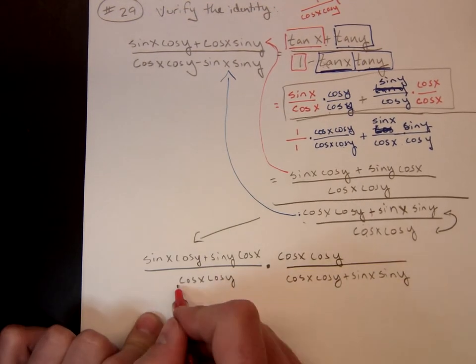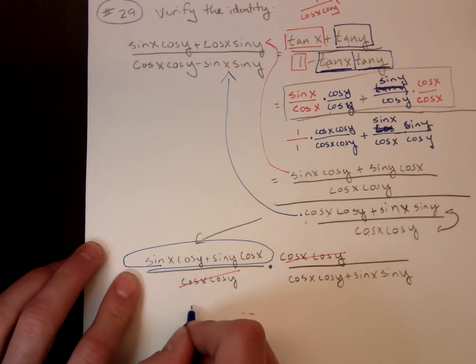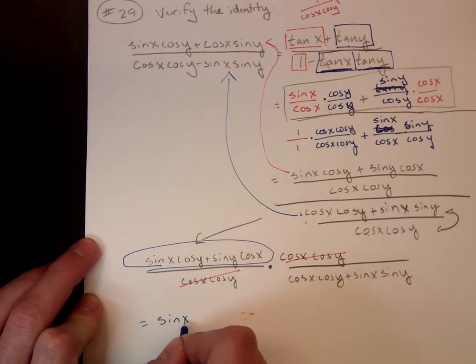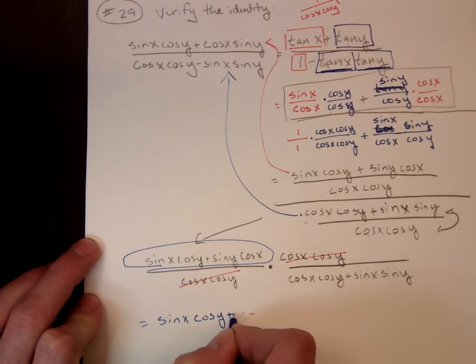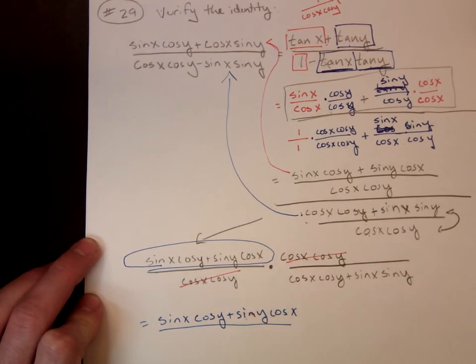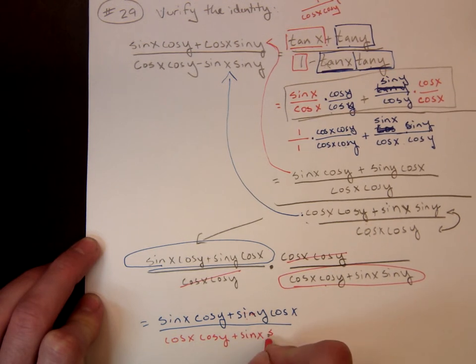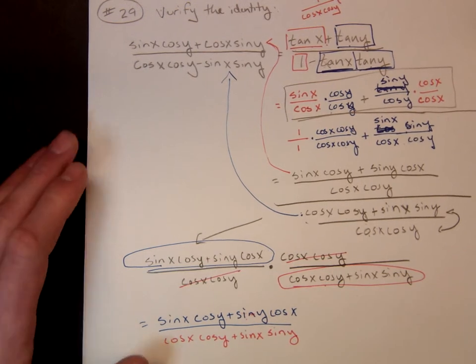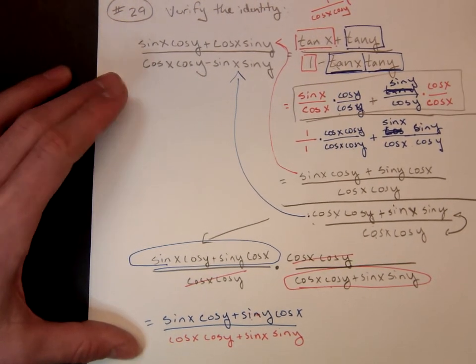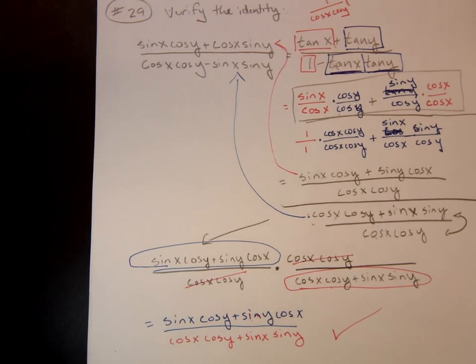I'm going to cancel out this piece and this piece, and that just leaves me with what I have on my numerator here. Okay, so that's equal to sine x cosine y plus sine y cosine x all over my denominator, cosine x cosine y plus sine x sine y. Okay. And if we look back to our original problem, you can see that they are identical. So we have proven that this identity is verifiable or true. And that's it.